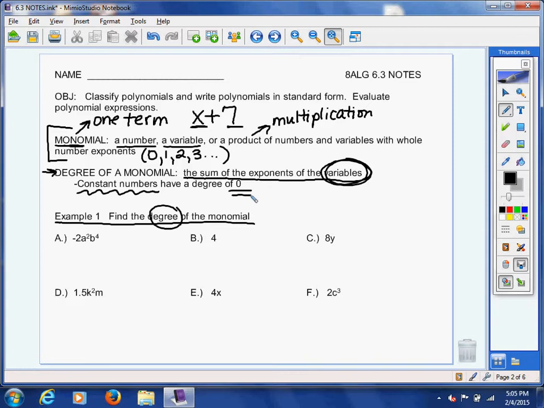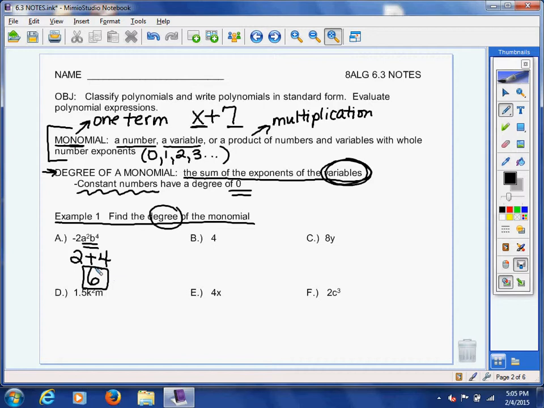Here's our monomial, negative 2a squared b to the 4th. To find the degree, focus in only on the variables. Well, what's the exponent on a? 2. What's the exponent on b? 4. Add those up. The degree is 6. Okay? Let's go to letter B. Go to the right here.